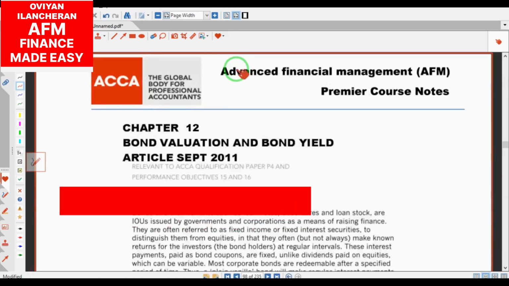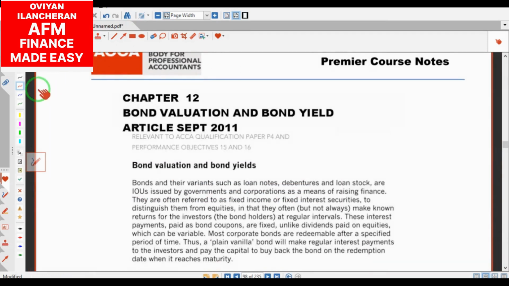I'm going to use this chapter to explain two things. One is bond valuation, and the other is bond yield. And this chapter has come out many times in your past exam questions since the day it was published, the September 2011 article. It has come out numerous times.